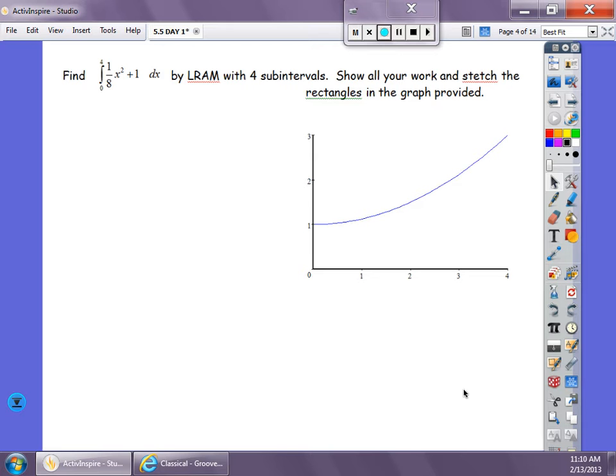So if you're going to use the height at 2, I want you to use y of 2. If you're going to use the height at 4, I want you to use y of 4. And I'd like you to write the notation of the LRAM. Okay? After you're done that, then you can draw your actual LRAM.